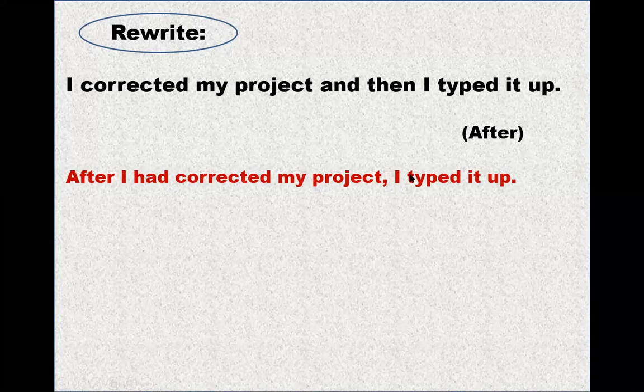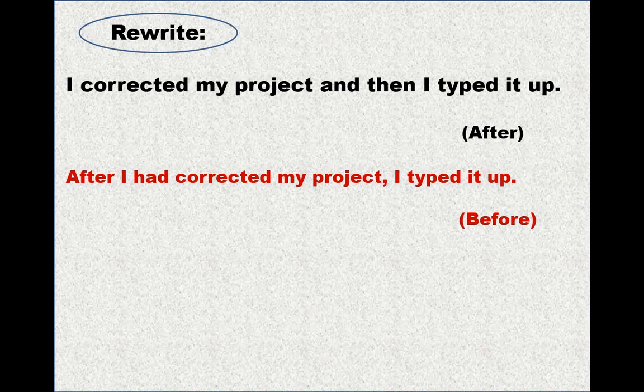Okay, let's join the same sentences, I corrected my project and then I typed it up, but with before. I'm going to connect or link the two sentences by before. It's the opposite. I'm going to add before the second action, which is in past simple, and the other sentence must be in past perfect.